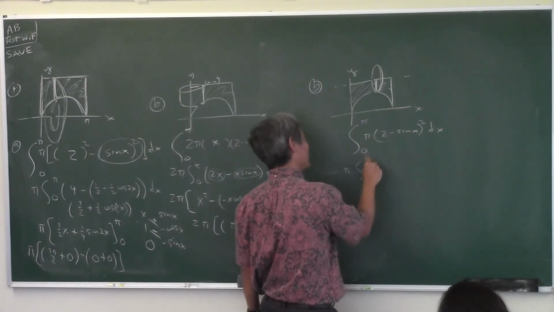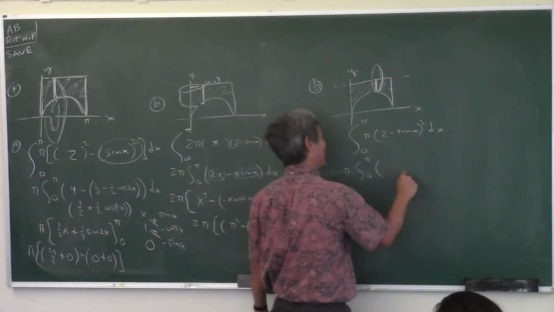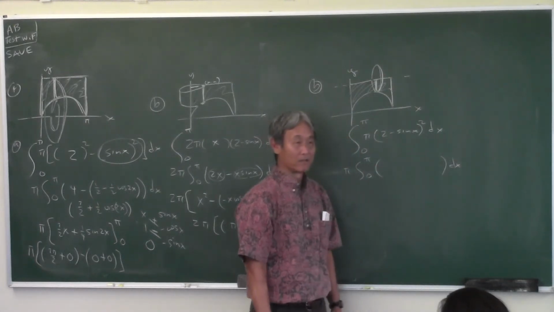Okay, now the only way you can do this one is you gotta multiply it out. I gave this problem on the PC test. You know what some people did? They just distribute the square.